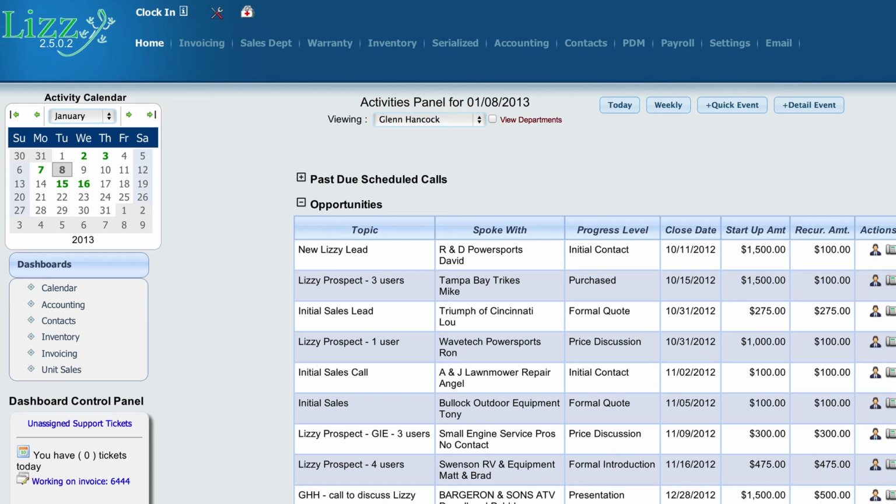Now, having said that, we run into customers all the time that want to use Lizzy only for doing invoicing and inventory control, for example. They don't want to use the checking account, they don't want to use the payroll, and they don't want to use a lot of the other features that are built into the system. Now, while that is perfectly okay, and you can go about running your business any way you want, we try to stress the fact that that's really not the best approach to take.